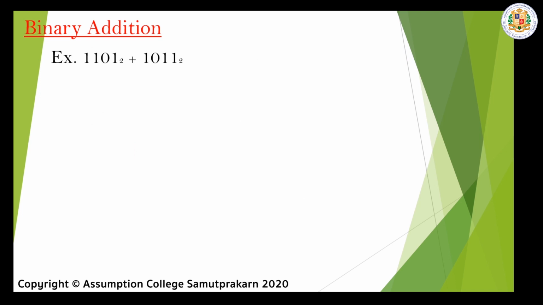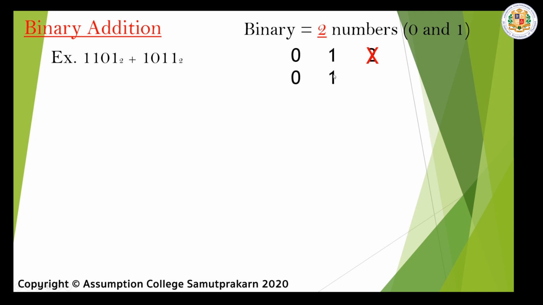Okay, so we have an example here. We have 1101 plus 1011. The thing that we have to remember is that binary has two numbers. Always remember that. It only has 0 and 1. So look at this, 0, 1, and 2. Instead of putting 2, we will have to put 0, because remember, binary has only two numbers, only 0 and 1. So here's how to count a binary number. 0, 1, after 1, it restarts counting from 0, 1, 0, 1, and so on and so forth.